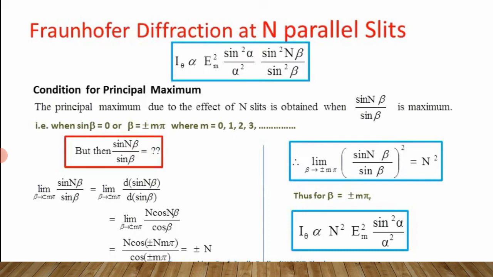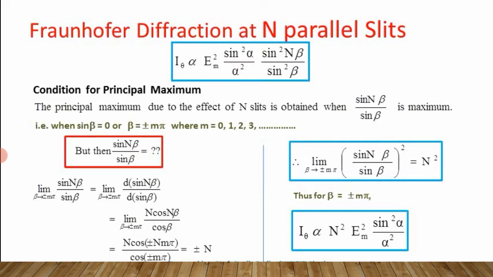Therefore, the resultant intensity I theta is directly proportional to Em squared sin square alpha upon alpha square times sin square n beta upon sin square beta. Next, the condition for principal maxima.